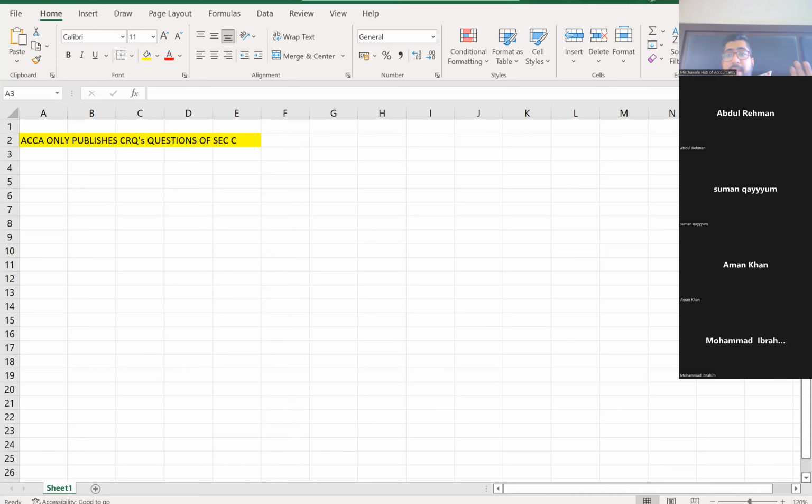This is a complaint of students of all skill levels, no matter where they belong. A student performs well in section C of the exam, the CRQs, but does not perform well in MCQs and MTQs, the reason being that MCQs and MTQs are not published.